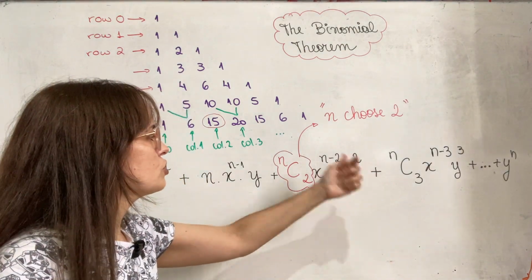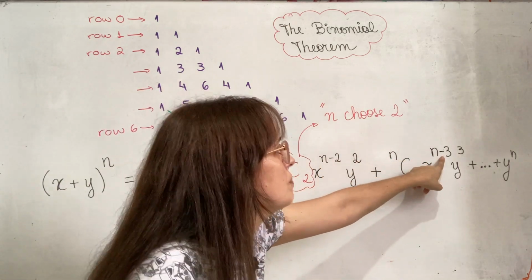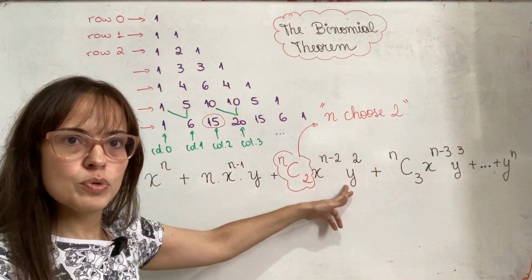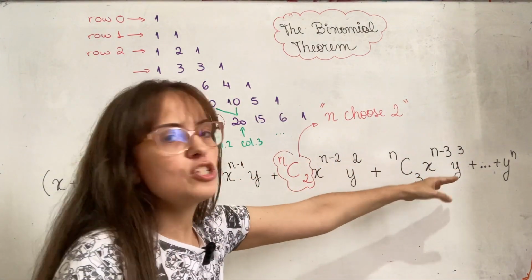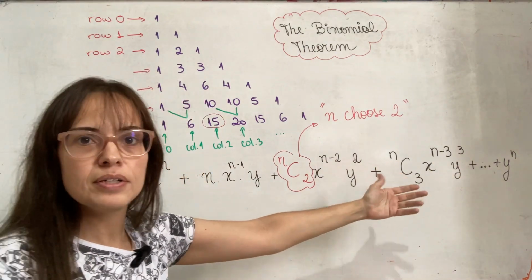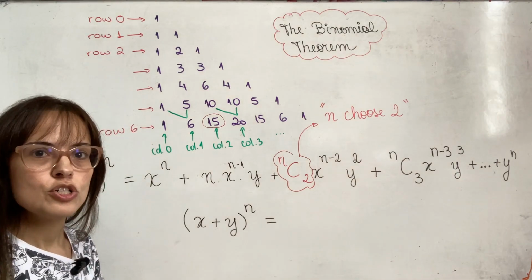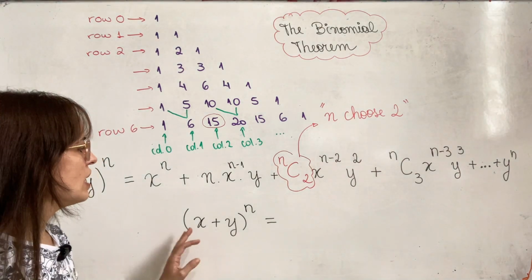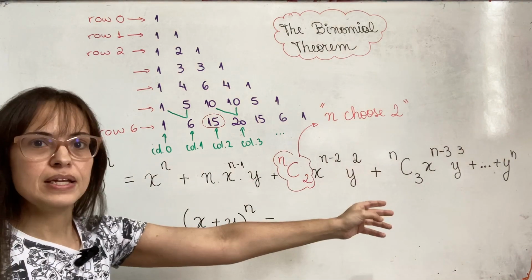And I've also followed the pattern in the exponents. So the exponent of x was going down as n minus 1, n minus 2, and n minus 3. The exponent of y was going up, like 1, 2, 3. And then I just did plus dot dot dot and plus the last term finally, which we mentioned was going to be y to the power of n. So far, so good.